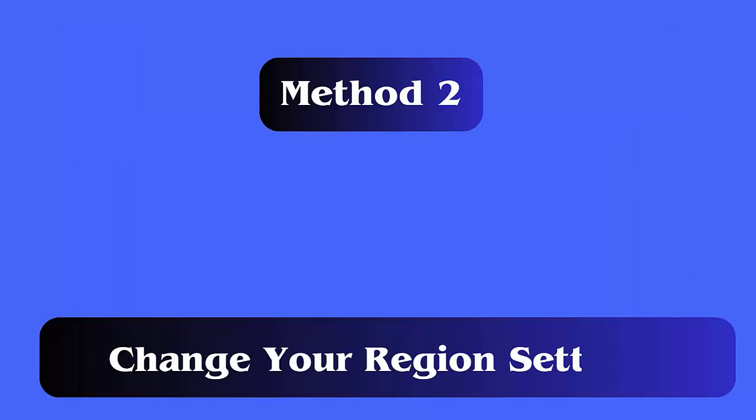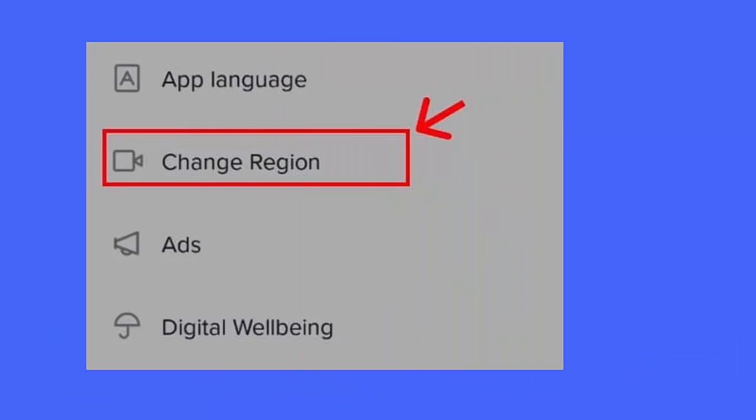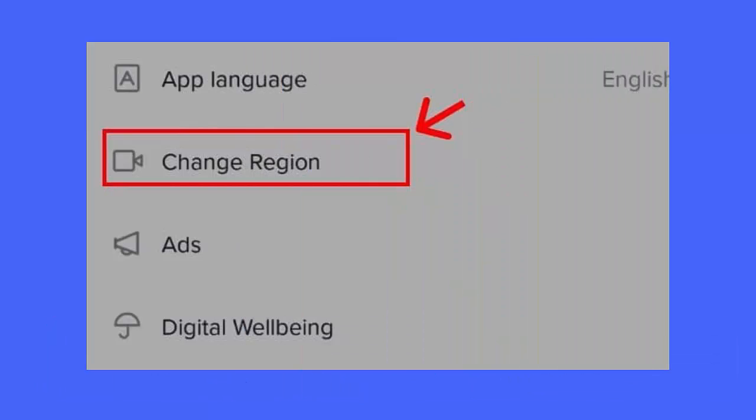Method 2. Change your region settings. Photo mode is not available in all regions due to some legal or regulatory causes. So if this is the case, you will not be able to get photo mode. So you should check your region before you go for other solutions.